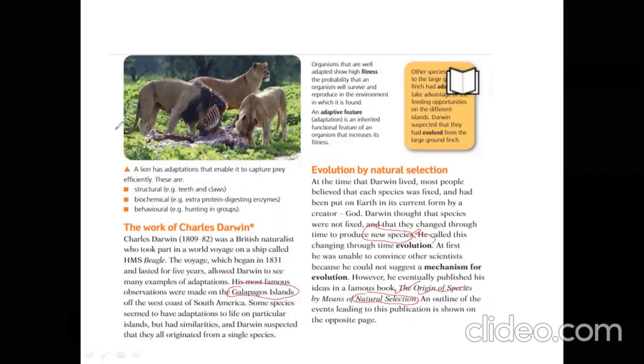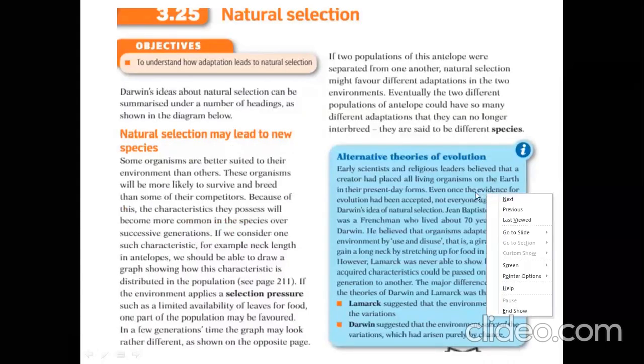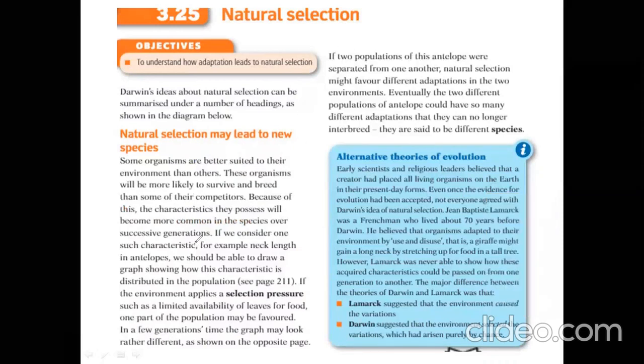Now, what are the points of that selection pressure? Before going to the points, let me tell you another example. You can see here an example of wild animals, like the antelope. If you select two populations of this and study them over time, giving two conditions to these animals, you can consider one character, for example the neck length of this animal, and draw a graph showing how this characteristic is distributed in the population. If the environment applies a selection pressure, what is the selection pressure here? It is the limited availability of leaves for food, which means there is less food.